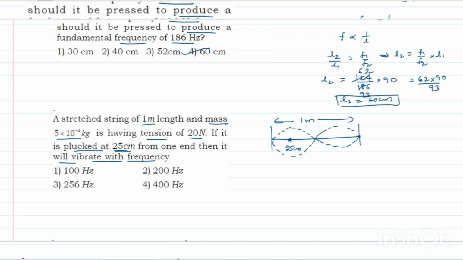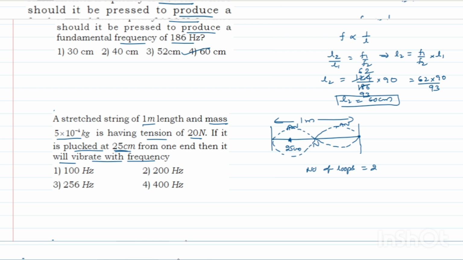Remember, at the point of plucking you will get an antinode. When it is forming, this is an antinode, and the next node point, and this is an antinode. So here you will get two segments. The total length is given as 1 meter, and here you are plucking at 25 centimeters. That means we are going to produce two segments, so the total number of loops will be two.